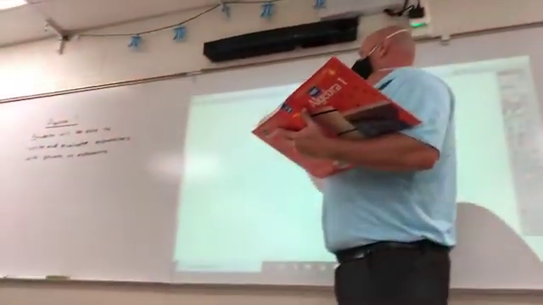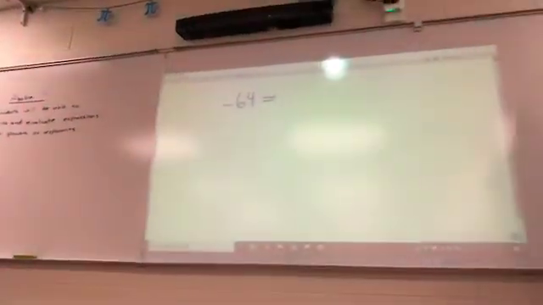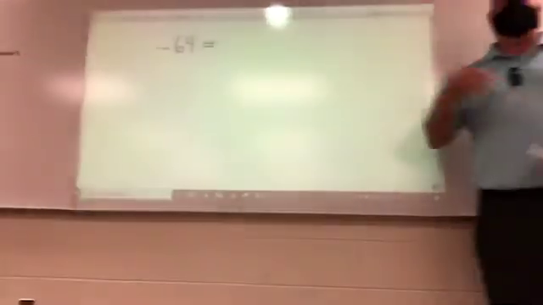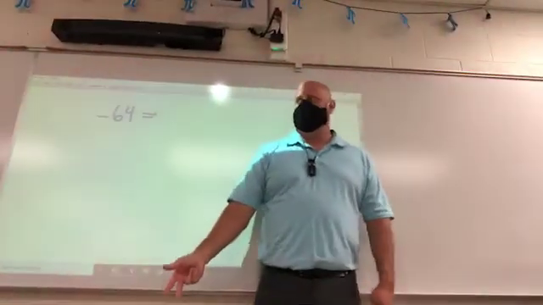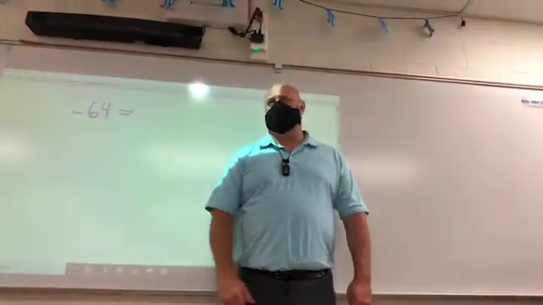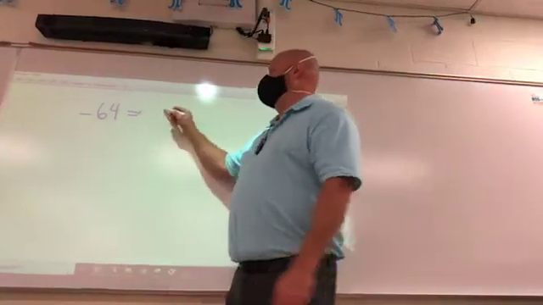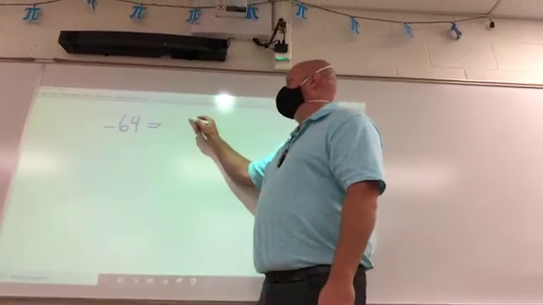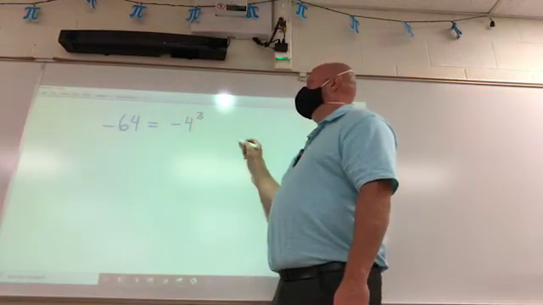How would I write, this is a tricky one, negative 64 with base of negative 4? How many 4s do you think? What's 4 times 4? 16. What do you think 16 times 4 is? All right, so how many 4s am I going to need? My exponent's going to be 3. Is this correct?